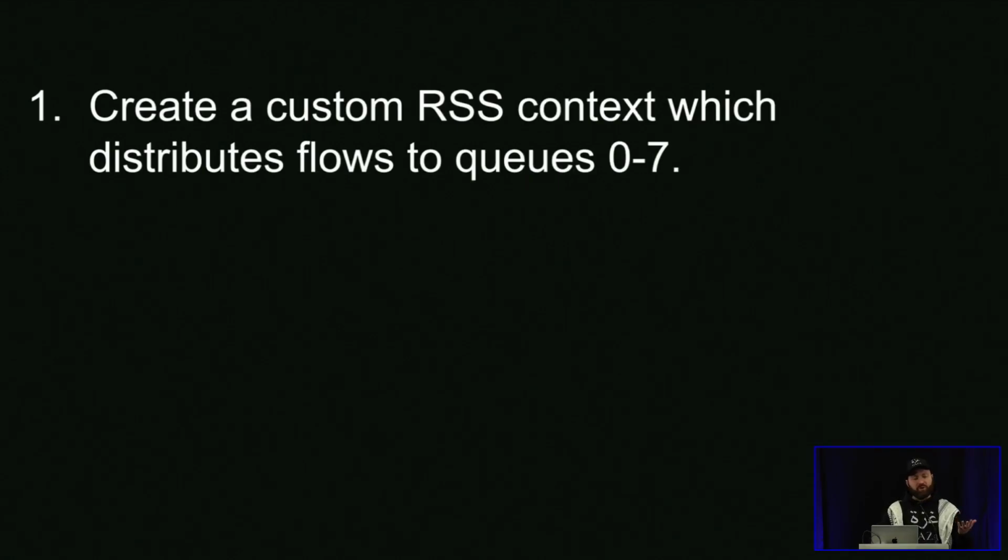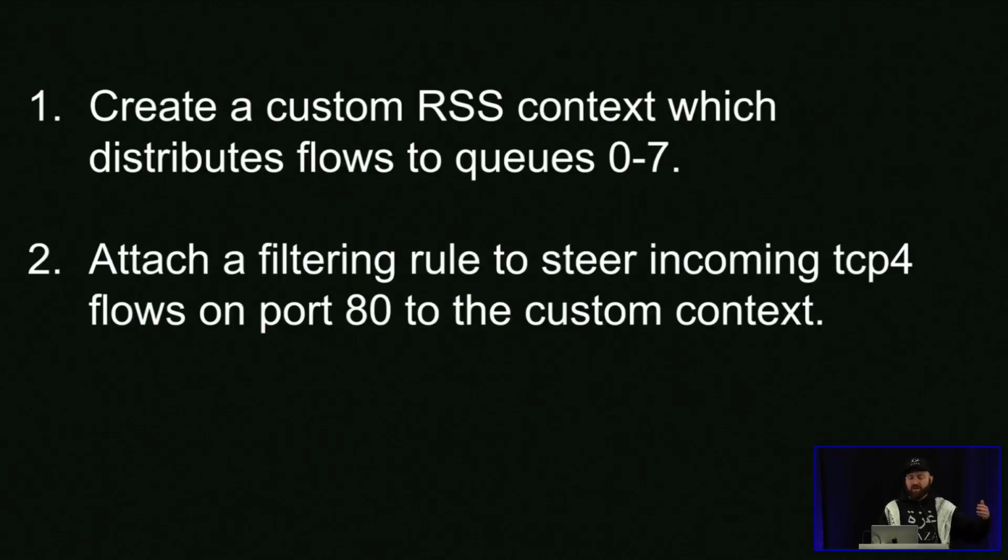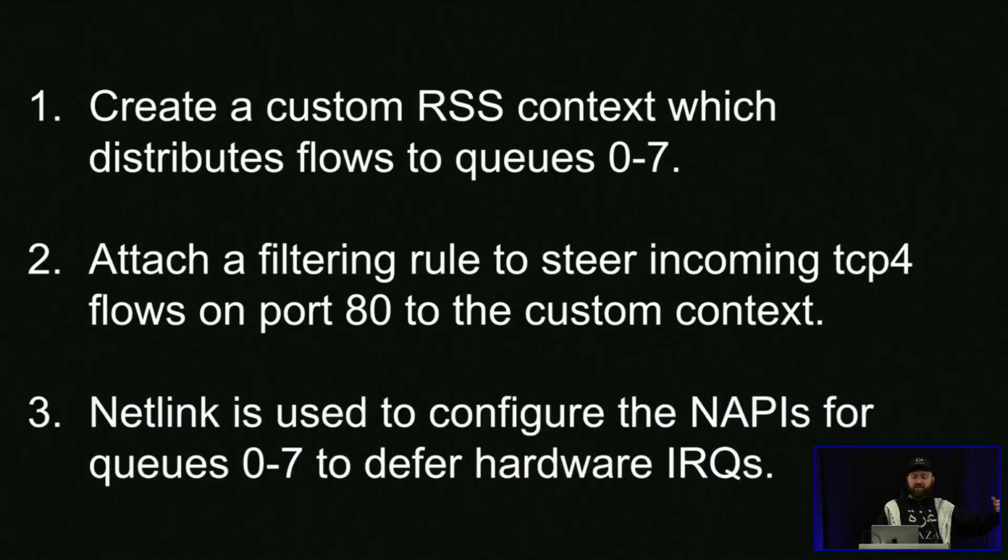I'm going to explain with words, then I'm going to show you with actual code. You could do whatever you want, but this is how I would do it. I would create a custom RSS context, which maybe distributes flows to a certain number of queues. In this example, we'll say it's queues 0 through 7. I'm going to attach a filtering rule to steer incoming TCP4 flows on port 80 to this custom context that I created for queues 0 through 7. And then I'm going to use netlink to configure the NAPIs for queues 0 through 7 to defer hardware IRQs. So these are the three things I'm trying to do.